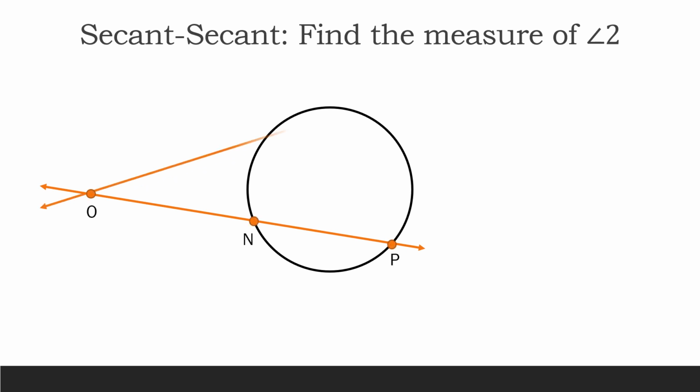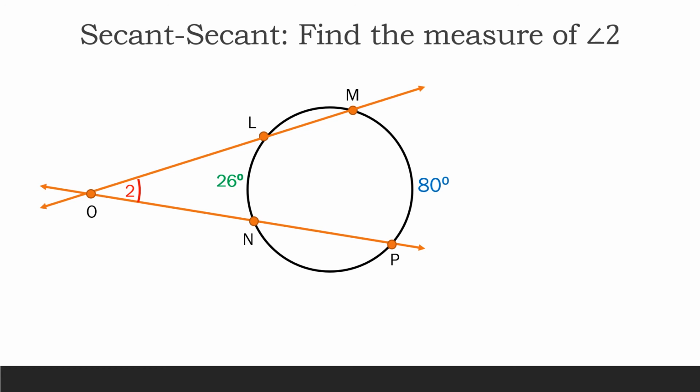Let's do one final example, and this one wants us to find the measure of angle 2. We have secant line NP and we have secant line LM, and we can see those two secants cross through the circle, and as they continue out, they intersect at point O externally. We're going to call that angle, angle 2, where they meet. And what intercepted arcs are formed? Well, we can see that intercepted arc MP is formed, and we can see intercepted arc LN is formed.